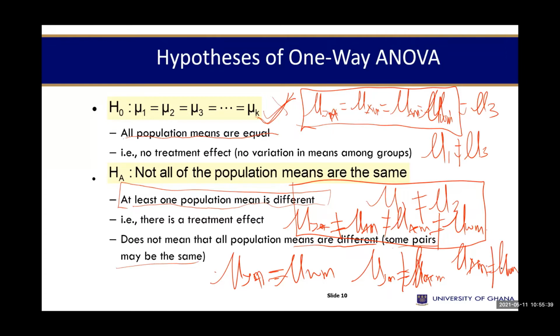So for ANOVA, it's not just enough to say let's reject the null hypothesis. It must go further to estimate where the differences really exist. And I said we will do what we call the pairwise comparison after we have rejected the null hypothesis. So please note that.